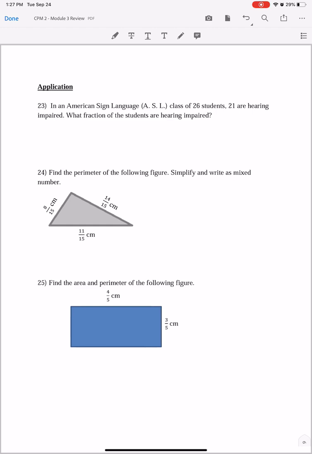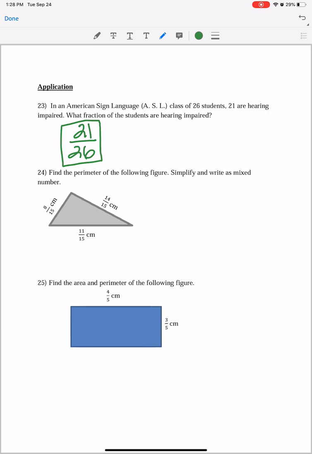Okay, and then last page. In an American Sign Language class of 26 students, 21 are hearing impaired. What fraction of students are hearing impaired? So because we want to know how many are hearing impaired, we have 21 that are over the total amount of 26. Now look at it. Can you reduce? You can't, because 21 is only 7 times 3, and 7 and 3 don't go into 26. So that is it.